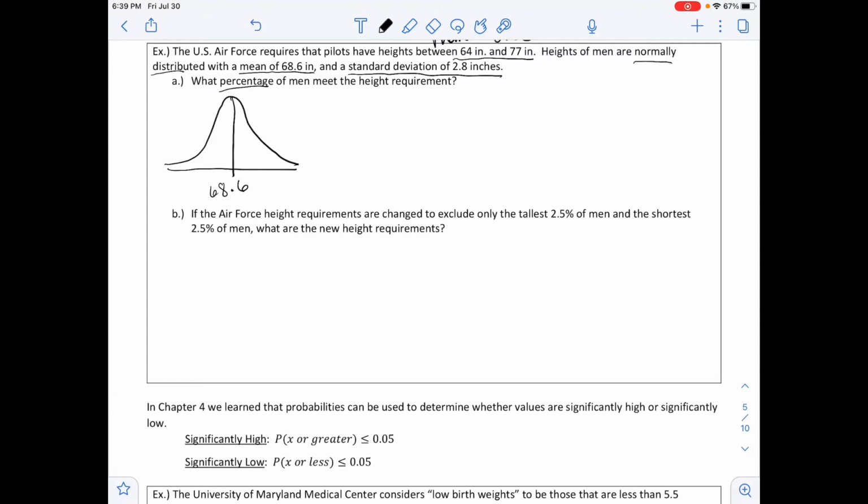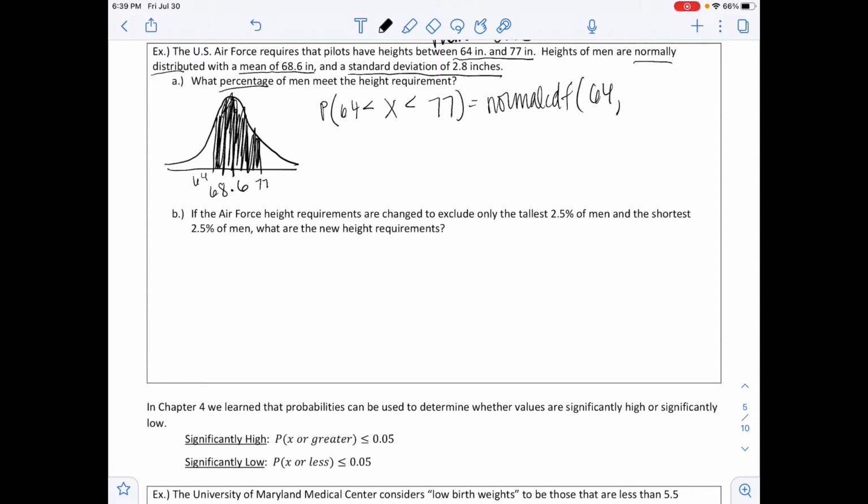It says what percentage of men meet the height requirement? And the height requirement says it's going to be between 64 and 77 inches. So putting on 64 and then 77 inches. And I'm going to go ahead and shade this area because it does say between. And then setting this up, this says the probability that our height would be between 64 and 77 inches would equal to, and to find this probability, again, we use normal CDF.